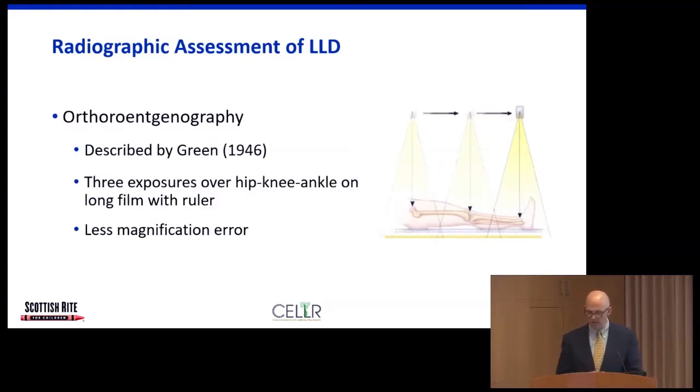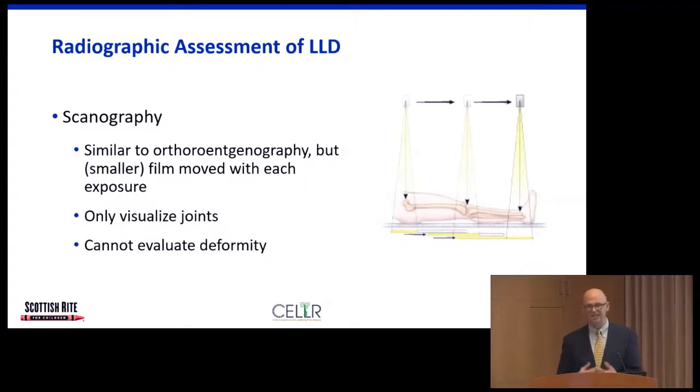Orthoroentgenography is another technique where they use 3 images and then stitch them together. Again, that's 3 exposures. That's a lot of radiation, less magnification error. And when done with a ruler, you can measure the leg, but it's a lot of radiation. And you'll notice that these first 2 techniques and this third technique of doing a scanogram, the patients are supine. So you can't get an idea of what their lower extremity alignment is like when they're standing.